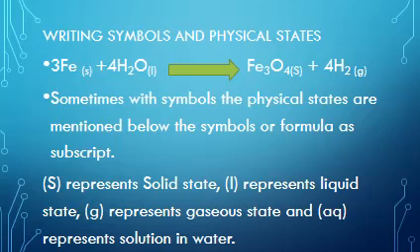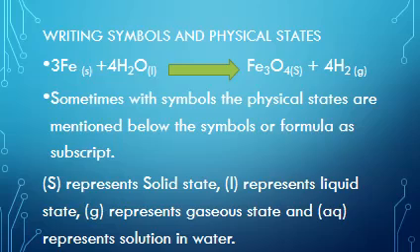Now, one more thing for a chemical reaction is writing the symbols and physical states. For example, 3Fe in the bracket s plus 4H2O in the bracket l gives you Fe3O4 (s) plus 4H2 (g). So the small letters in the bracket are denoting the states of that particular atom or compound. For example, if we write small s, it represents solid state. That means Fe is in solid state and Fe3O4 is in solid state.